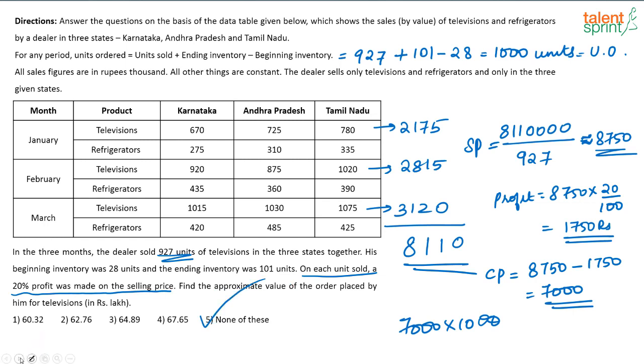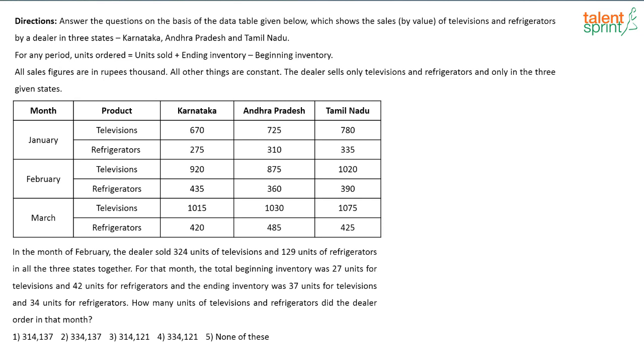Clear? Next one. In the month of February, the dealer sold 324 units of television and 129 units of refrigerators in all the 3 states together. For that month, the total beginning inventory was 27 units for the television and 42 units for the refrigerators, and ending inventory was 37 units for television and 34 units for the refrigerators. How many units of televisions and refrigerators did the dealer order in that month?